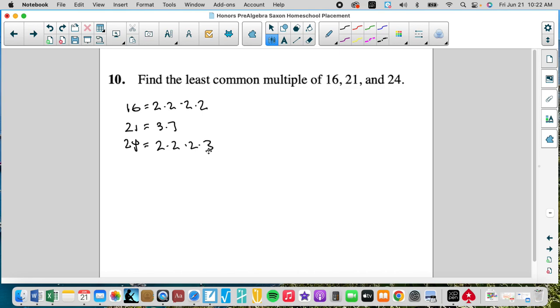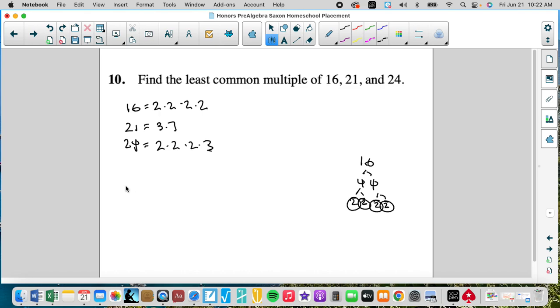Now you go, Mr. Mack, how did you know that? Well, I've done prime factorization so much that I can do a lot of the common numbers. 16, 21, and 24 are relatively small, so instead of doing it off to the side and doing 4 times 4 and 2, circling 2 and 2, and then coming up with 2 times 2 times 2, I just know it because I'm very familiar with it.